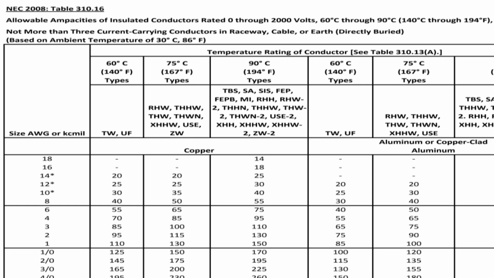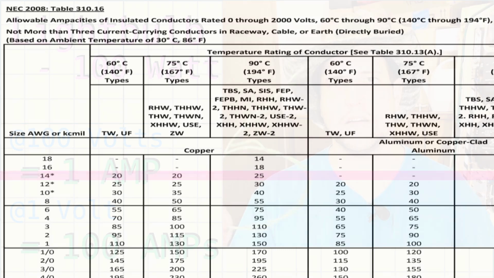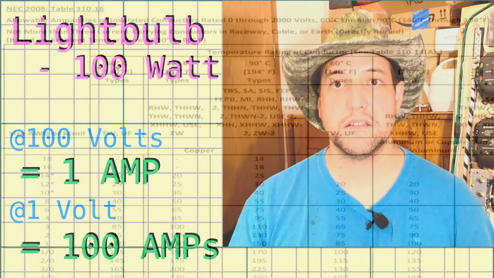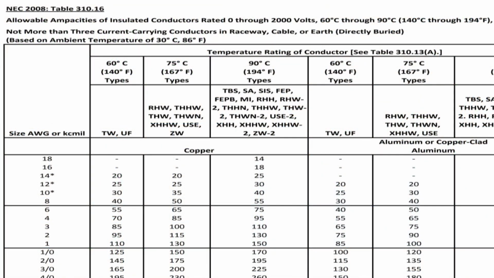Now, at 100 volts, all we need is 1 amp. We look at that, go to the chart, hey, 14 gauge wire. This'll do it, no problem. In fact, you could run like 10 of them without any problem. Hey, that's pretty cool, right? Yeah, sounds great. Now let's take a look at that 1 volt option.